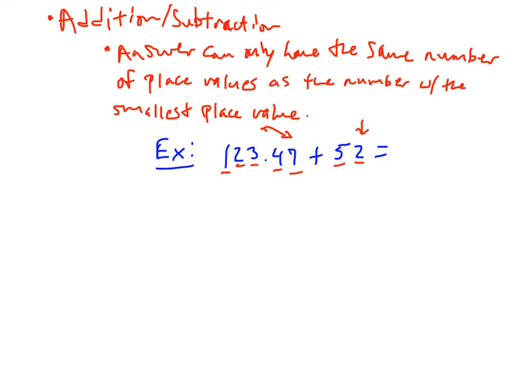That means that our answer can only go out to the ones place. If you try to put more decimals in your answer, you're telling me that you're capable of being more accurate than you actually are. We're only capable of being accurate to the ones place in this problem, and if you put out to even the tenths place or the hundredths place in your answer, you're telling me you're capable of being more accurate than you actually are.